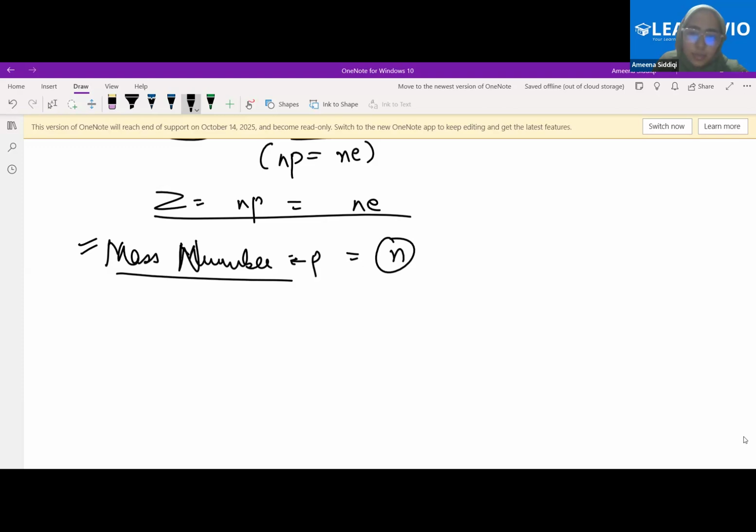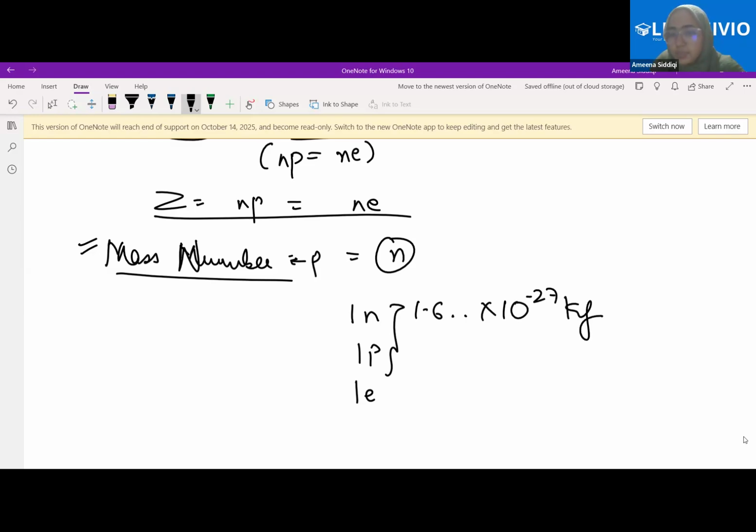Let's suppose I take the mass of one neutron, the mass of one proton, and the mass of one electron. The mass of one neutron and one proton is almost very similar, 1.6 something into 10 raised to the power minus 27 kg. Whereas the mass of the electron is very, very small, about 10 raised to the power minus 31 kg.